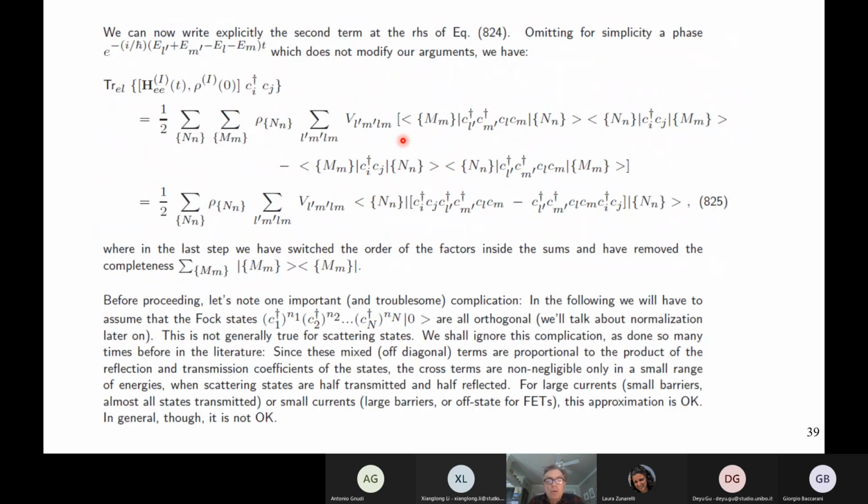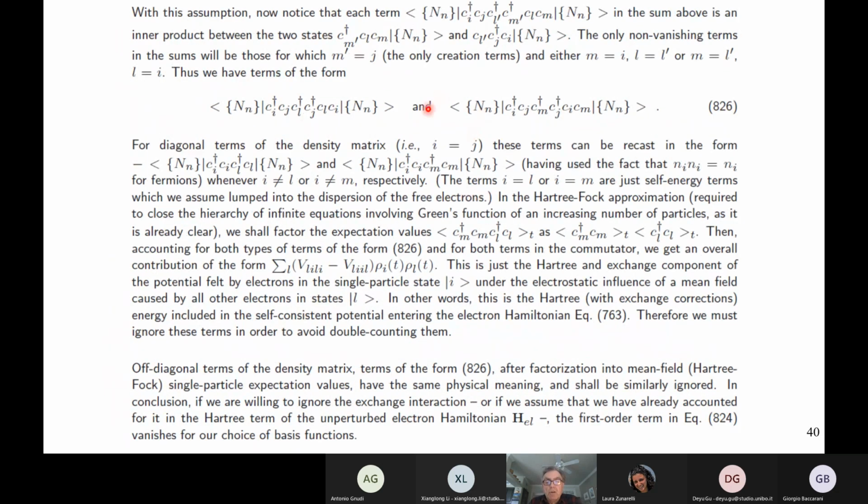I don't want to go into too many details. You see that we end up with all these messy objects, and we introduce the same things, and we have to deal eventually with this many-electrons approximation. I will not go into too many details. We use the Hartree-Fock approximation.